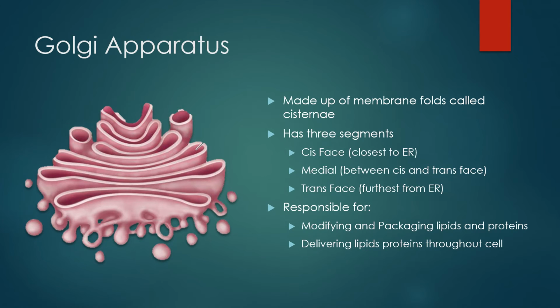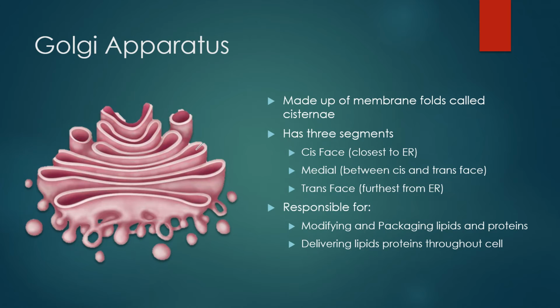The grouping of cisternae are then segmented into 3 parts. You have the cis phase, which is closest to the endoplasmic reticulum. You have the medial, which sits between the cis and the trans phase. And lastly, you have the trans phase, which is farthest from the endoplasmic reticulum.